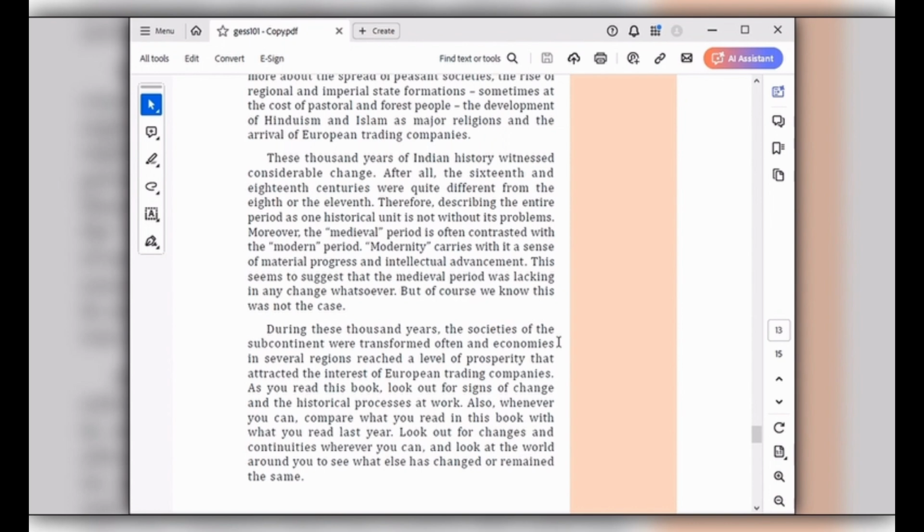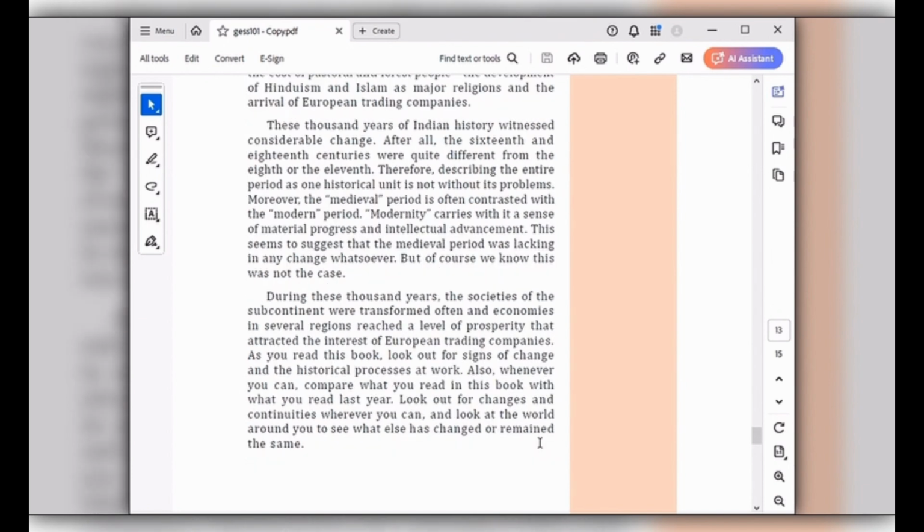During these 1,000 years, the societies of the subcontinent were transformed often, and economies in several regions reached a level of prosperity that attracted the interest of European trading companies. As you read this book, look out for signs of change and the historical processes at work. Also, whenever you can, compare what you read in this book with what you read last year. Look out for changes and continuities wherever you can, and look at the world around you to see what else has changed or remained the same.